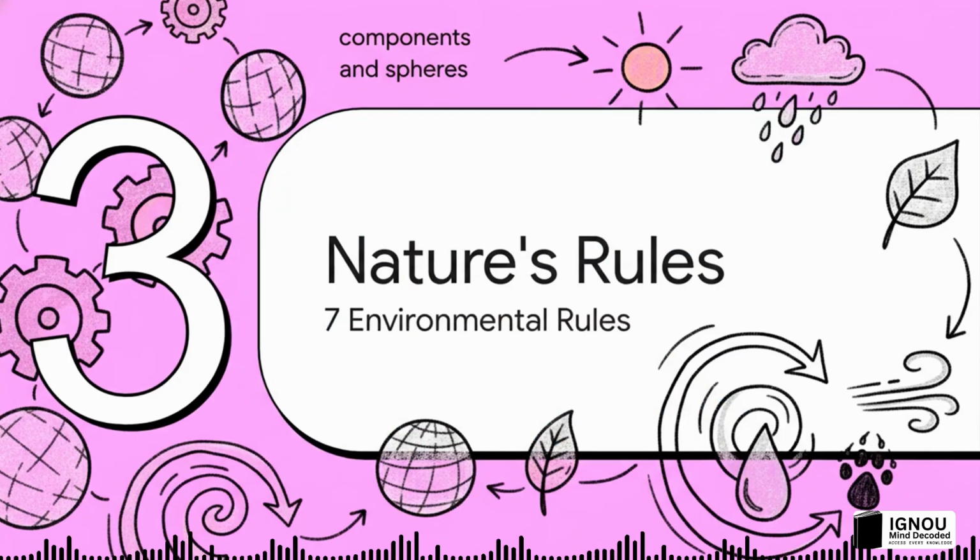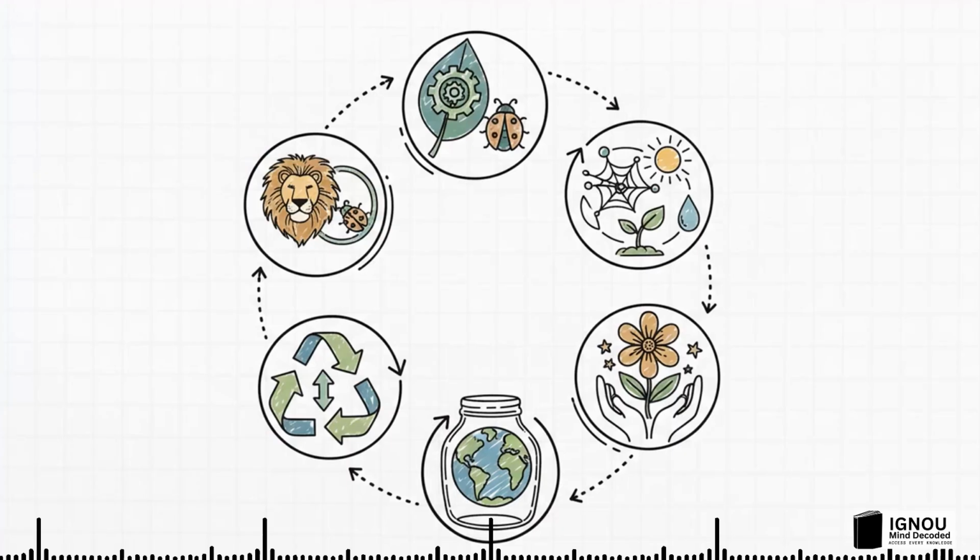So, now we've got the components and the spheres. But how does it all actually work? Well, the environment operates according to some fundamental principles. You can think of them as nature's basic rules of the road. Let's run through these quickly because they're really important.